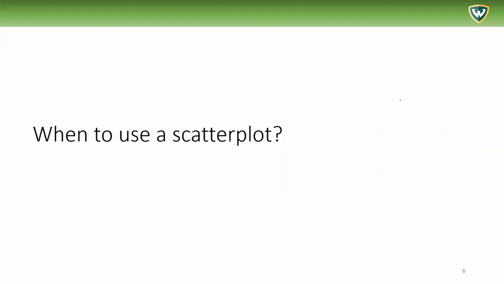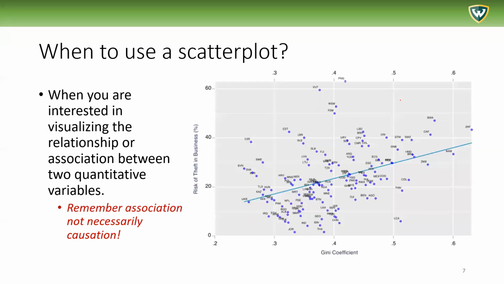When do we use a scatter plot? Pause the video and think about it. Well, essentially, when we are interested in visualizing the relationship or association between two quantitative variables. So anytime you want to see the association between two quantitative variables, you may use a scatter plot.